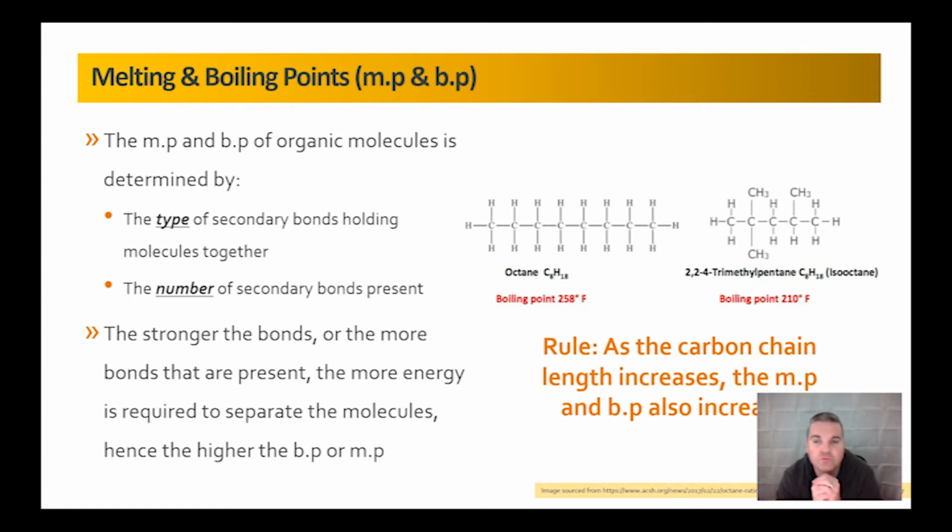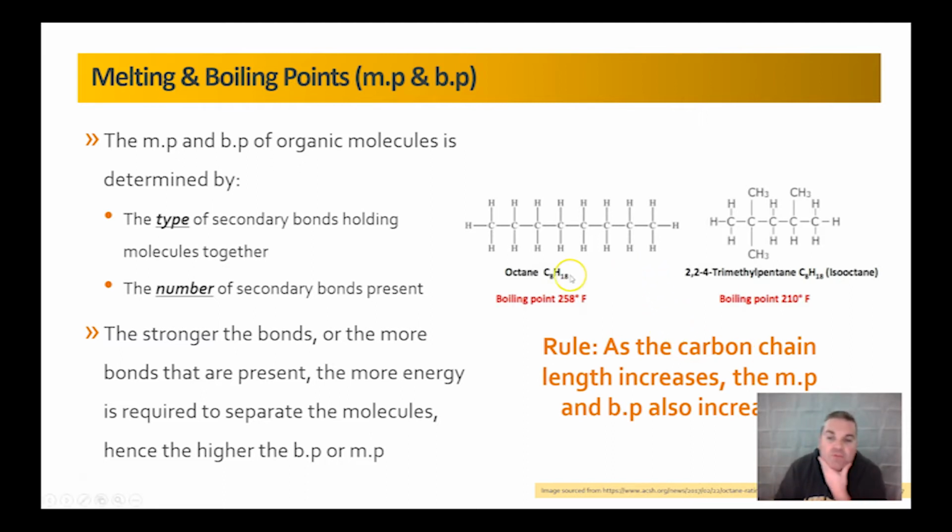There's a couple of functional groups like the alcohol, carboxylic acid, amine, and we'll talk about them later on, where they actually form hydrogen bonds, which are much stronger. But first of all, look at the type of bonds, and then secondly look at the number of them. So what we try to do to compare and predict boiling point and melting point is look at things that have a similar molecular weight.